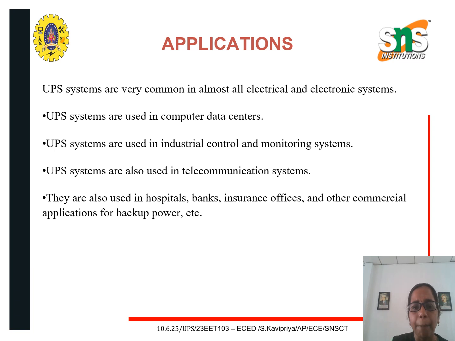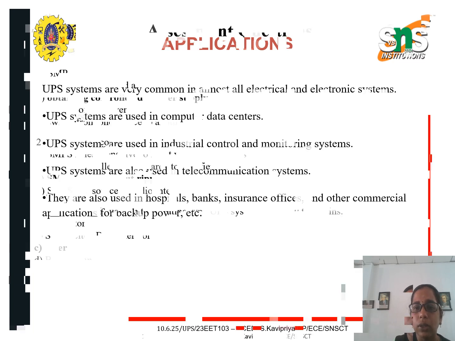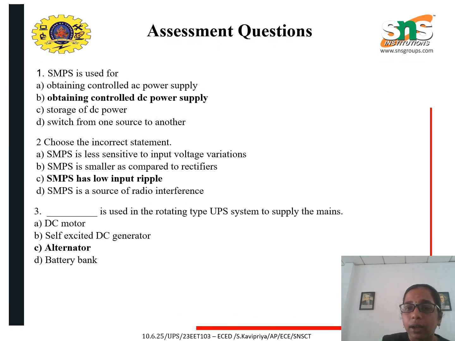Next are the applications of the UPS. UPS is used in almost all electrical and electronic systems. It is used in computer data centers, industrial control and monitoring systems, automation, and telecommunication systems. It is used in hospitals, banks, insurance offices, and other commercial applications for power backup. It is used in houses also. So that's all about the UPS.